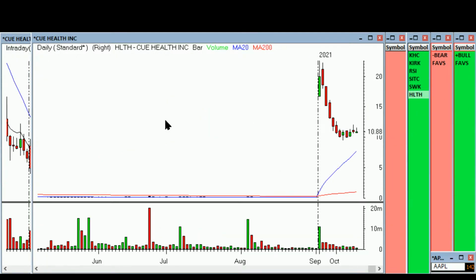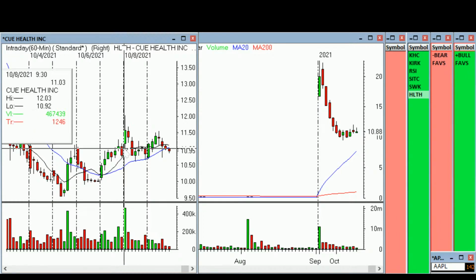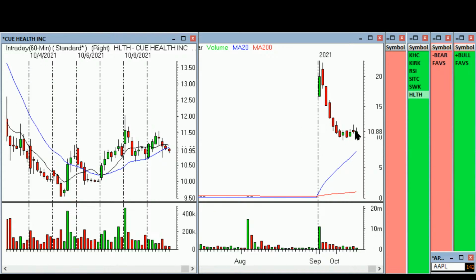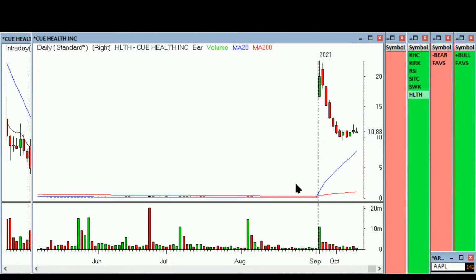HLTIH got off to a good start on Friday. Nice pop. I mean, this is $1 something, right? That initial pop, and then it immediately got sold. So this does not look good at all. The trail on this is going to be under 10.50, under 10.62. Hasn't trailed yet, but it's going to trail tomorrow.